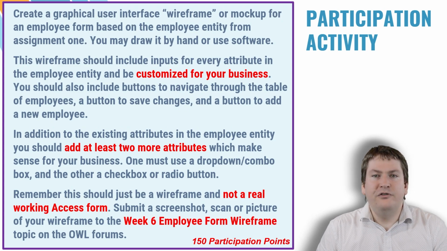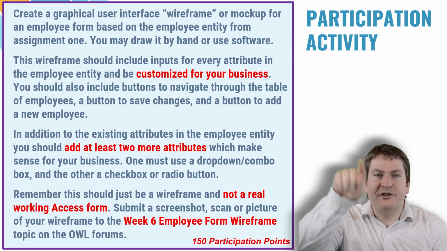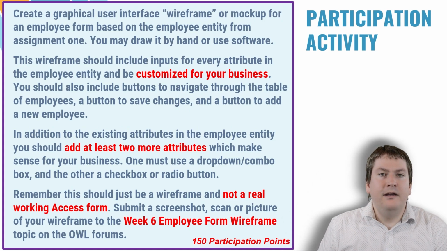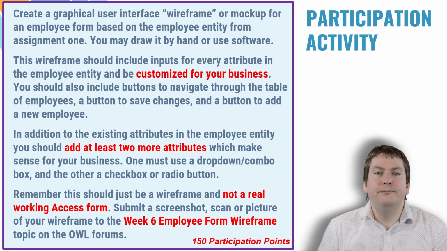One of these new attributes should be something that you can select with a combo box in your application. So that's sort of like a drop-down box. And the second new attribute should be something that you can select using a checkbox or a radio button. Checkboxes are those little square buttons that have a check in them, where you can check multiple of them. And the radio buttons are the little circle boxes where you can only pick one of them. You can see that more if you watch the Access Form tutorial.